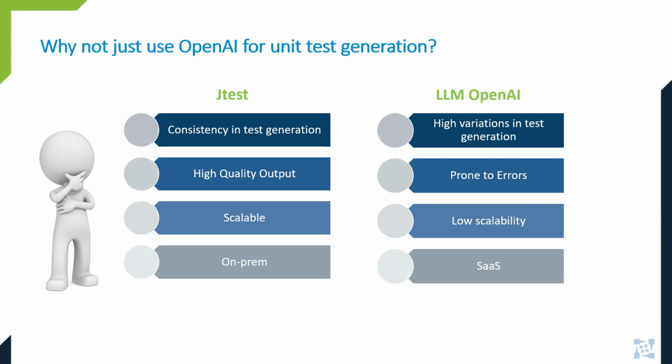JTest also is a scalable way to create test cases because we offer that bulk unit test creation. We're able to help you to more easily and quickly drive coverage. LLM technologies are very low in scalability as each test case needs to be individually generated. And then finally, JTest is an on-prem solution where LLM technologies tend to be more SaaS oriented. Not every company will allow the use of SaaS tools.